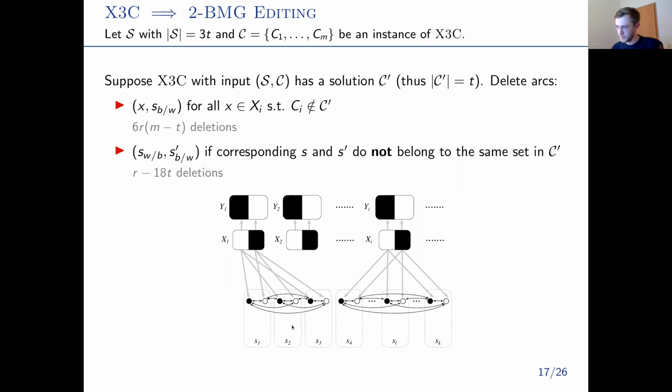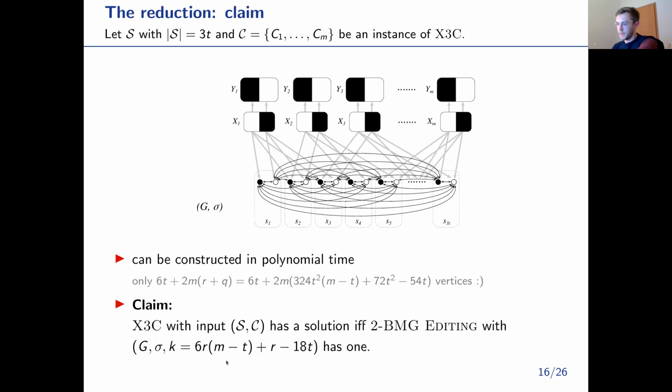So what we get here is an induced subgraph that is a disjoint union of bicliques, where every biclique contains exactly 3 white vertices and 3 black ones. And every such biclique therefore has 18 arcs. And since there are t of them, we only retain 18t arcs, and we have r down here. So we have to make another r minus 18t deletions. And this here plus this exactly was the k that we had defined.